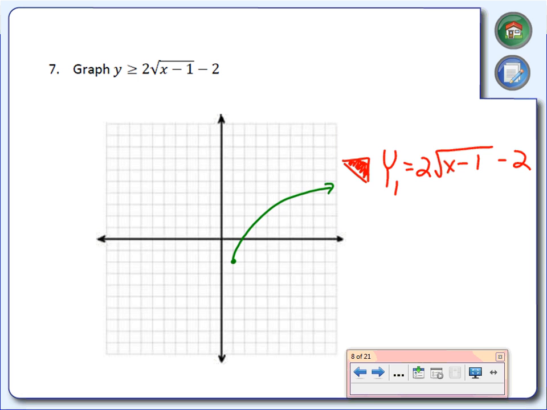However, there is some shading involved. It is an inequality, so that greater than means that we should be shading to the top of our graph. So everything at the top of that graph that we just drew should be shaded. So that's the graph that we should have for number 7. That's number 7.